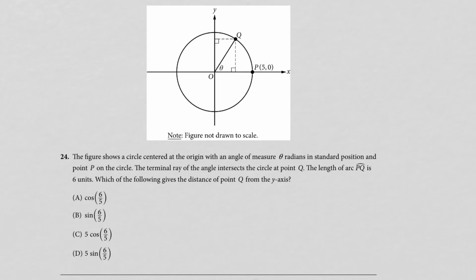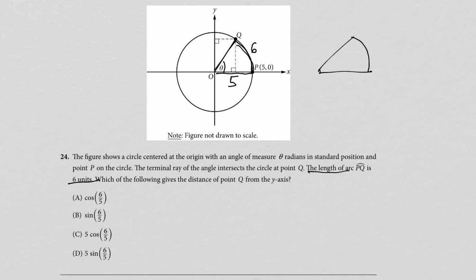24. Terminal ray, which gives the distance of Q. So for any, what are they saying here about the 6, where's the 6, 5? The length of arc PQ is 6 units. Okay. So this is 6, the arc. And we want to know what this angle is. And this is 5. Well, there's a relationship between these three things.